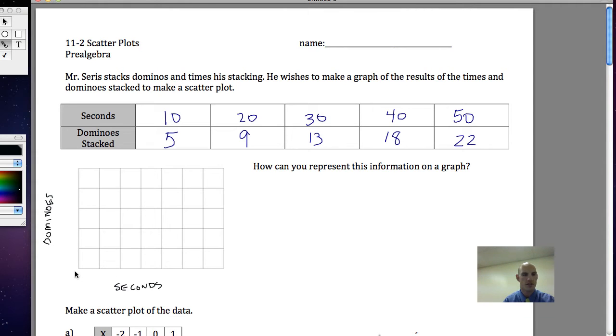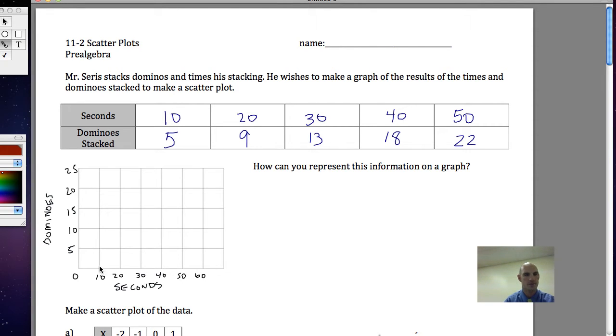So I'll label each of these. This will start at 0, then I'll have 10, 20, 30, 40, 50, 60 seconds. And up the side, I need to go from about 5 to 22. So if I go 5, 10, 15, 20, 25. Let's see if we can plot this.